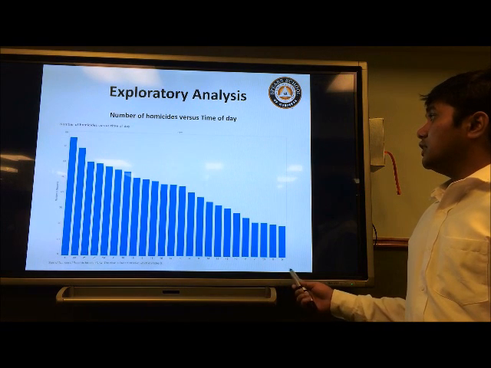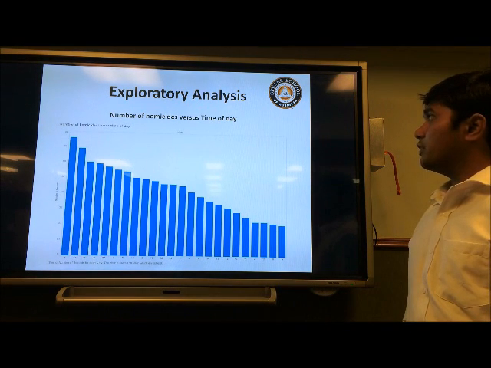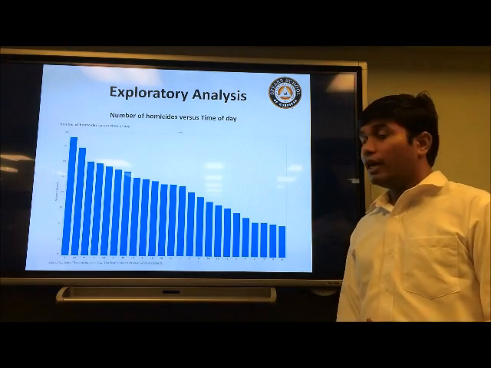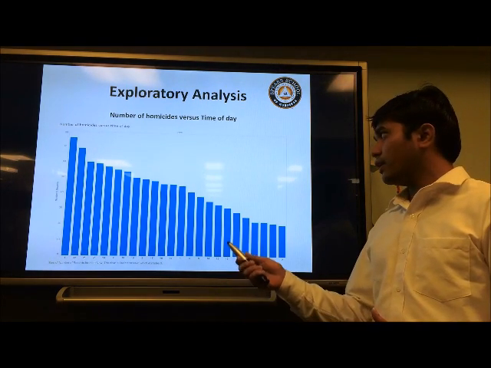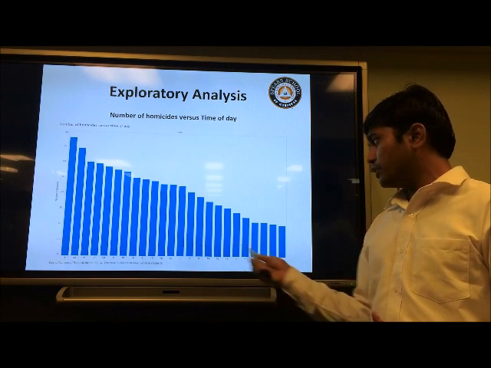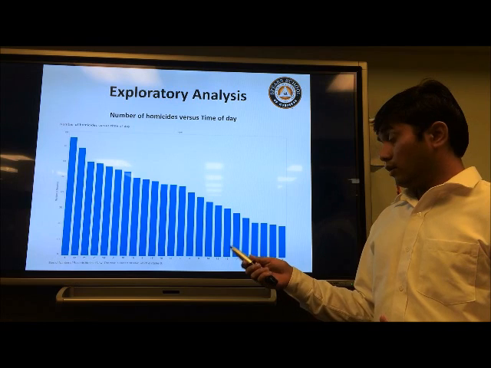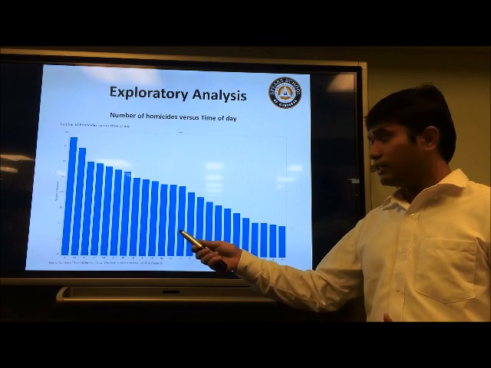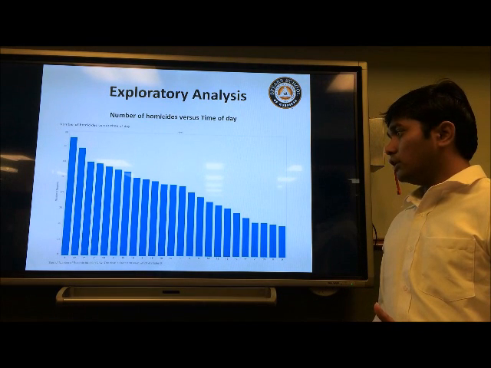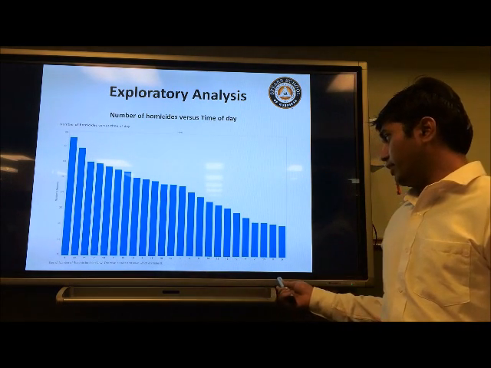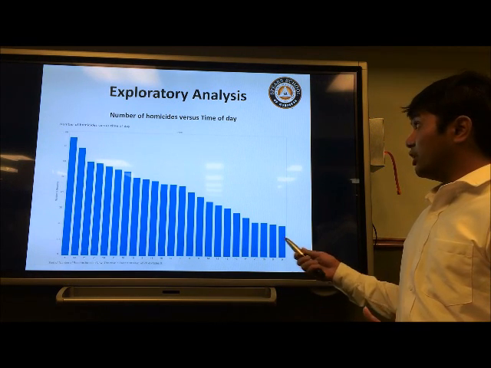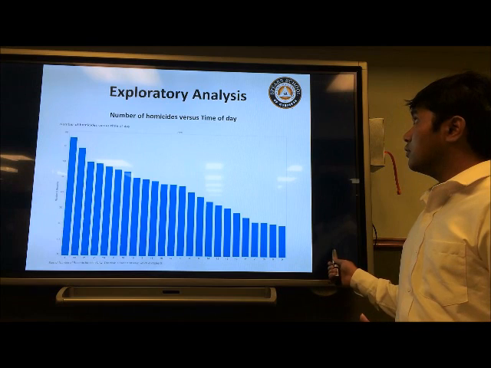This bar chart shows some interesting facts, the number of homicides versus time of the day. This clearly shows there's a pattern, and there is a decreasing trend over here. The first slot points to the 12 AM to 1 AM slot in the midnight, and we see that there is further decrease as time goes by in the particular day. The number of homicides also decreases.